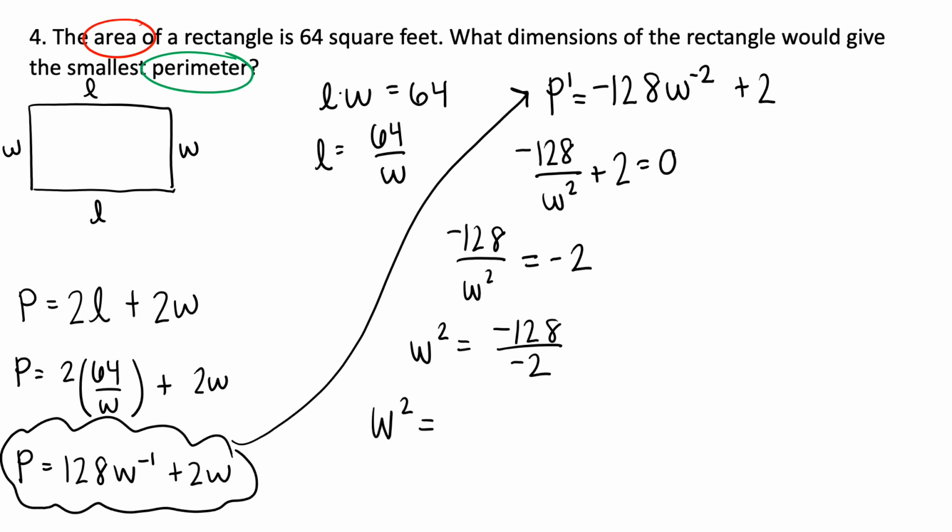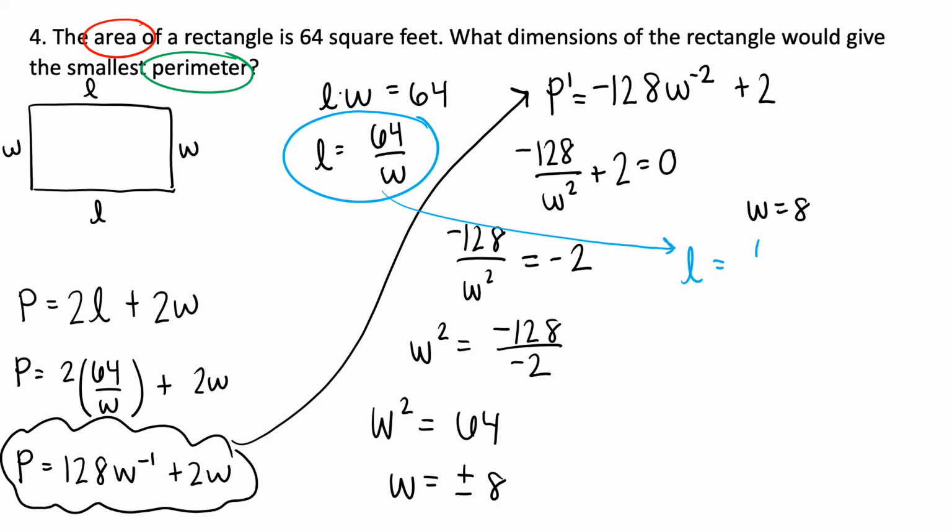So w squared is equal to negative 128 divided by negative 2 gives us a positive 64. So w is equal to plus or minus 8. These are dimensions, remember, so we're going to get rid of the negative, and w equals 8. We also want to find our length. So our length is equal to 64 over 8, which is also equal to 8. So the dimensions for our smallest perimeter would be 8 feet by 8 feet.